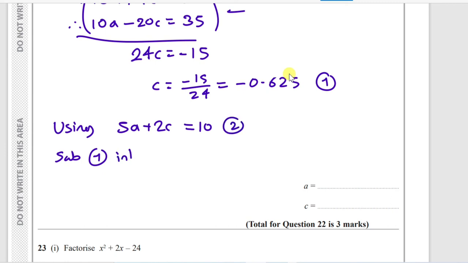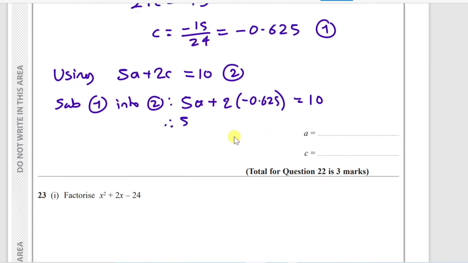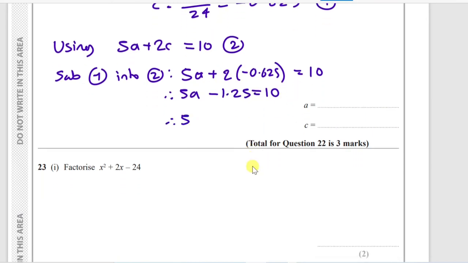Sub 1 into 2. You're going to replace the c value with minus 0.625. You're going to have 5a plus 2 times minus 0.625, so 2 bracket minus 0.625, has to equal 10. Then just tidy this up, yeah? So you've got 5a, 2 times that number in the calculator. If you put that in the calculator, it should give us minus 1.25 equals 10. And now moving minus 1.25 across, remember, if you move across the equals, you have to plus 1.25. It'll be 5a equals 10 plus 1.25 is 11.25.